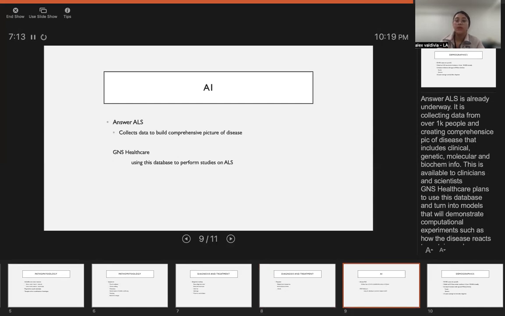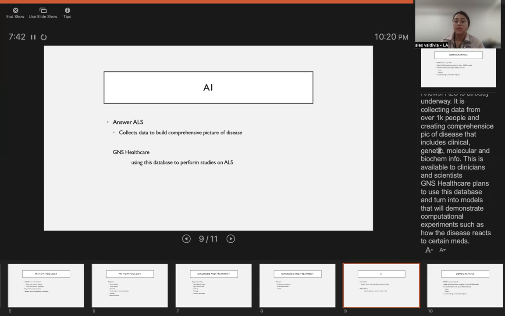In AI, there is something called Answer ALS, and it basically collects data from over 1,000 people and creates a comprehensive picture of the disease that includes clinical, genetic, molecular, and biochemical information. This is available to clinicians and scientists. Something that is underway is GNS Healthcare, which uses that database from Answer ALS to perform studies. It turns it into a model, and it will demonstrate computational experiments, such as how the disease can react to a certain drug.